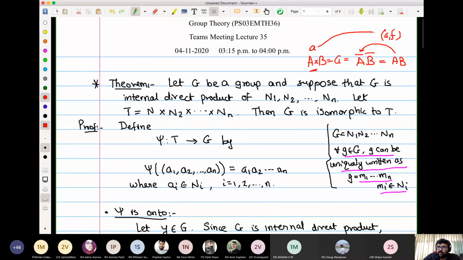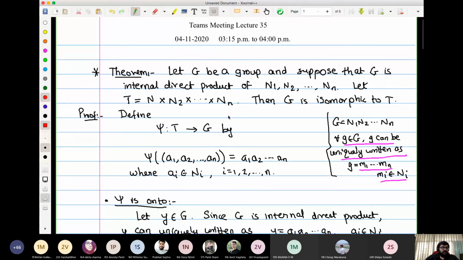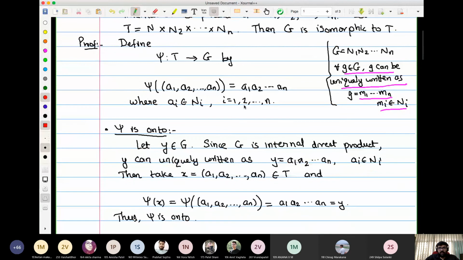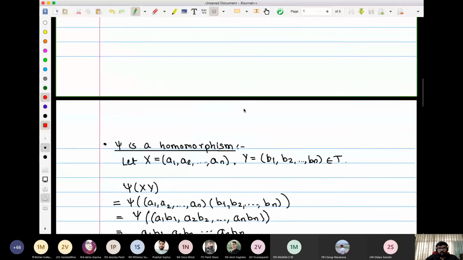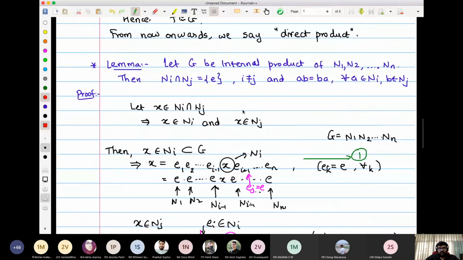Whenever I have A here, I can express it in terms of A bar, but we don't use different notation. We just use A cross B, and we don't use A bar B bar. We just use AB. So when I write AB, it is understood that it is the internal direct product, and A means A bar and B means B bar. They are normal subgroups of G. And when I write A cross B, that means it has nothing to do with the subgroups. They are not subgroups of G.